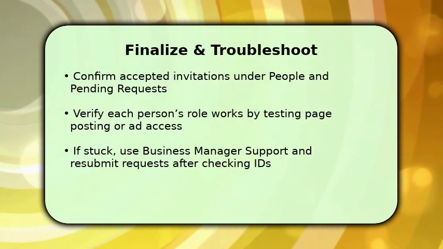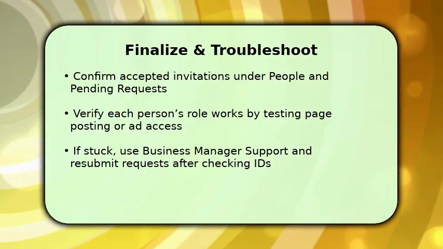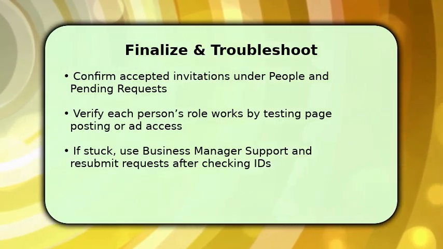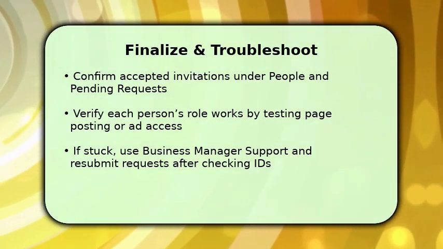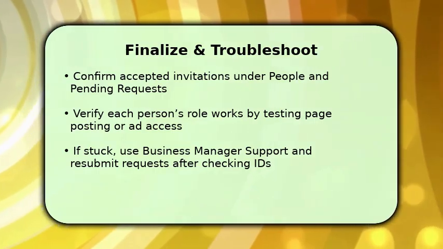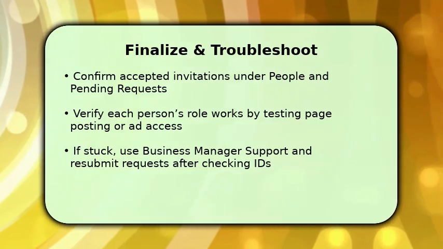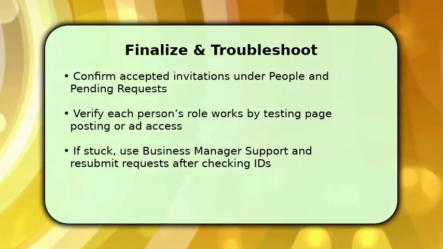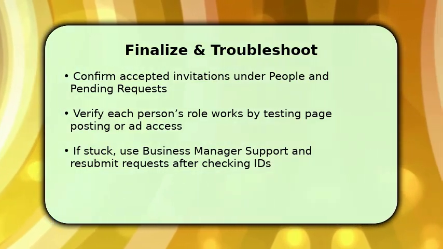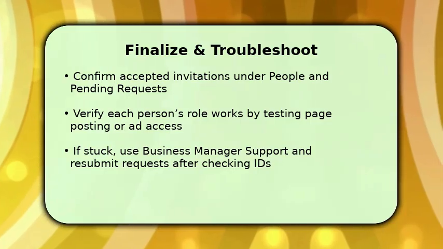Once accepted, review roles in Business Settings to ensure no excess privileges remain. If an invitation expires or a request is denied, confirm the email and asset ID, then resend. Often typos cause failures. If problems persist, use Business Manager Support and Help Center and include screenshots and ID. One troubleshooting tip.